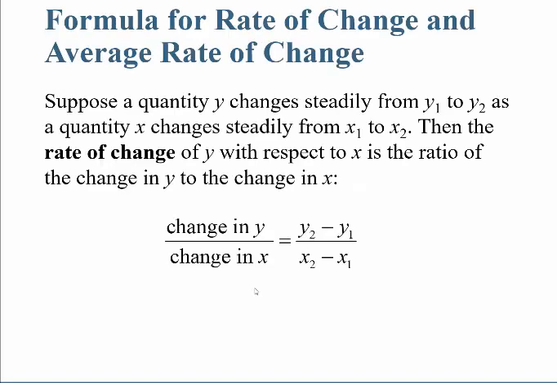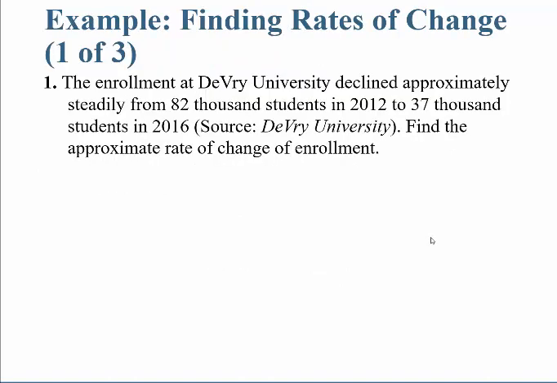All right, suppose a quantity y changes steadily from y1 to y2. Well then, as a quantity x changes steadily from x1 to x2, the rate of change, the slope, of y with respect to x is the ratio of the change in y to the change in x. So we're used to seeing slope as change in y over change in x, or y2 minus y1 divided by x2 minus x1. So here's an example.